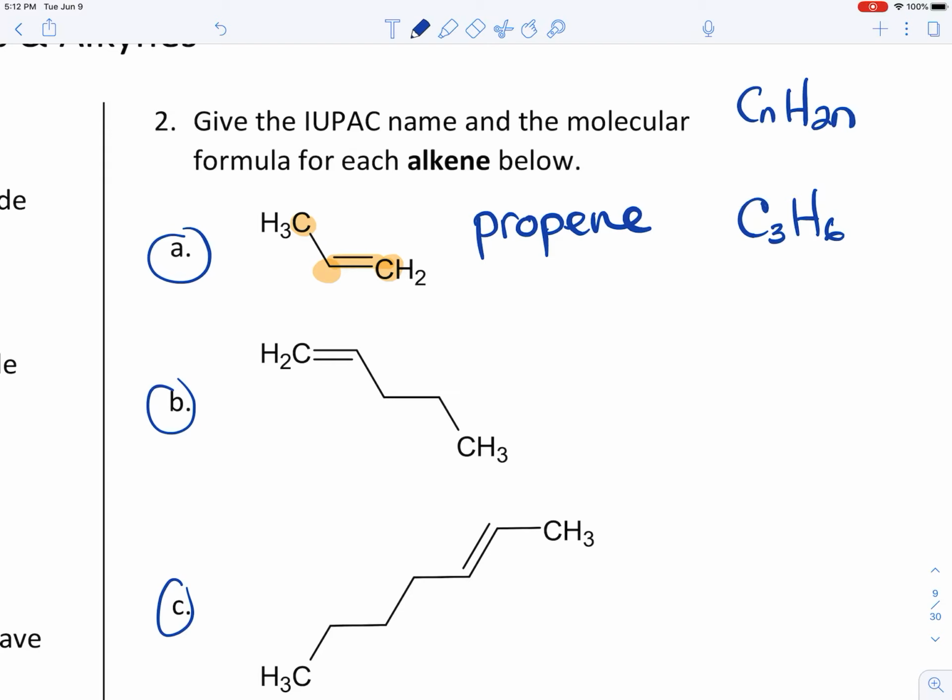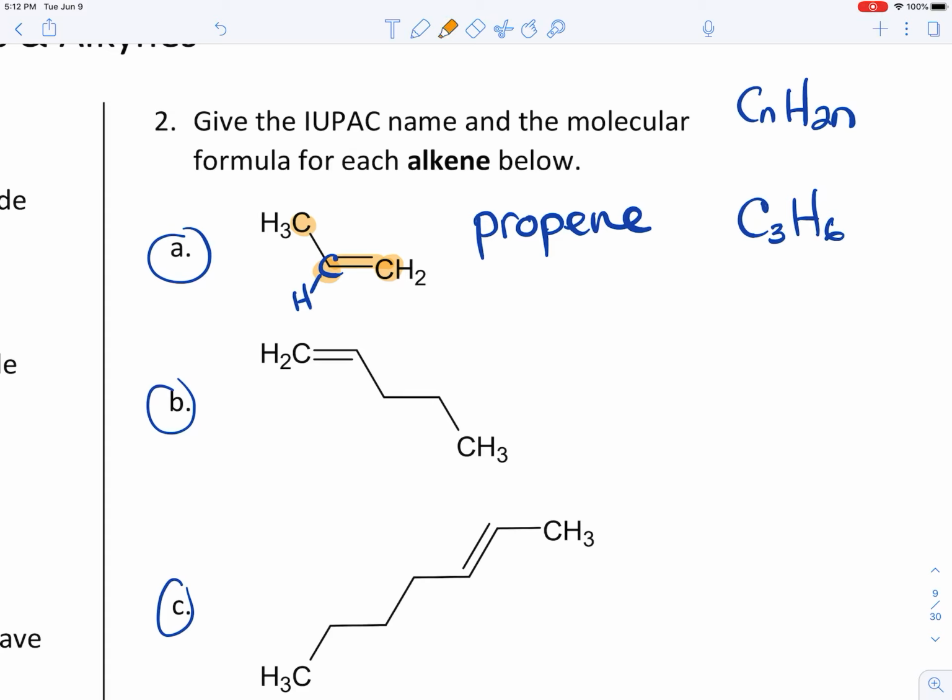You want to prove that to yourself. Look at the middle carbon in the molecule, where there's a carbon here. It currently has 3 bonds, so to give it a 4th bond, you would attach a hydrogen atom. And now if you count your hydrogens, you have 6 hydrogens in total, so C3H6.